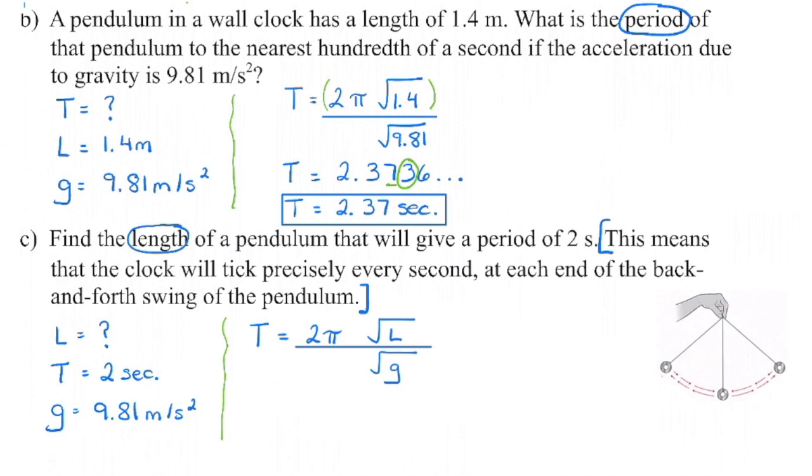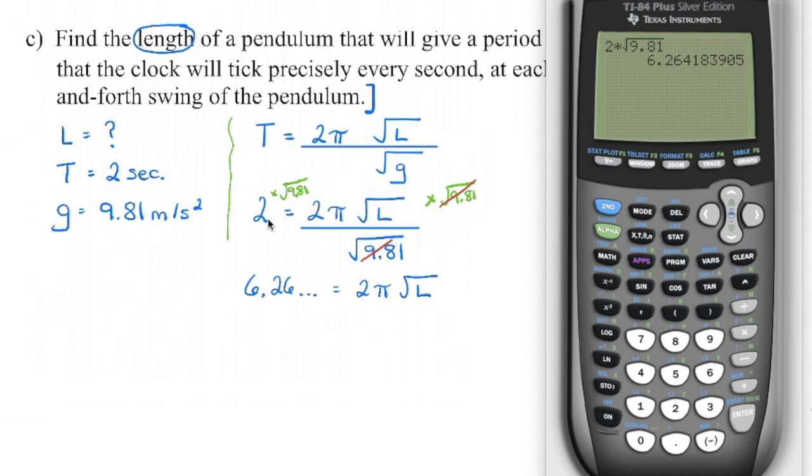Let's substitute our values in, and now that we can see the L is over here, we're going to have to rearrange this equation in order to solve for this, beginning by removing the denominator. Right now we're dividing by the square root of 9.81. We're going to multiply to get that to cancel. All right, grab your calculator and let's enter that 2 times the square root of 9.81. And again, we're going to just keep that number in the calculator, indicate it keeps going.